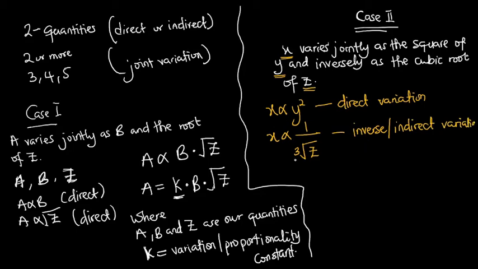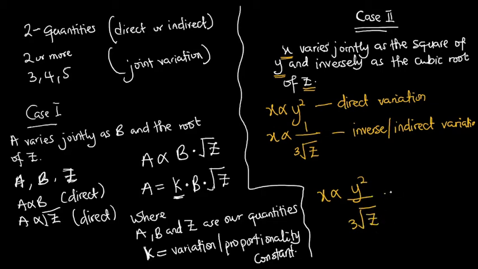Okay, so if we combine these two, we get what we call the joint variation between x, y, and z. So let's do that. To combine it, we simply multiply this and this, whilst maintaining the variation sign. So we have s varies as y squared on the cubic root of z.